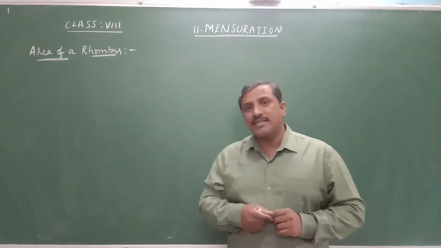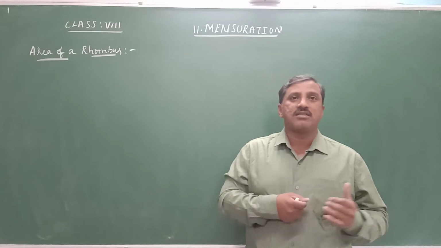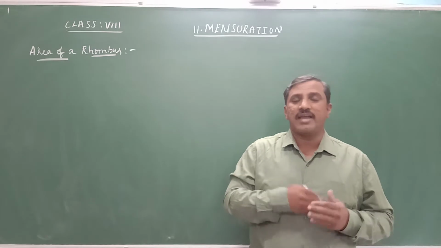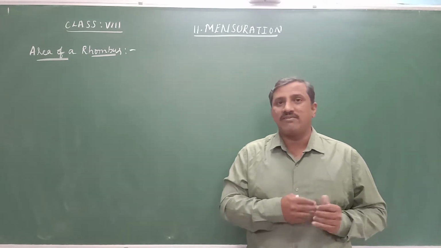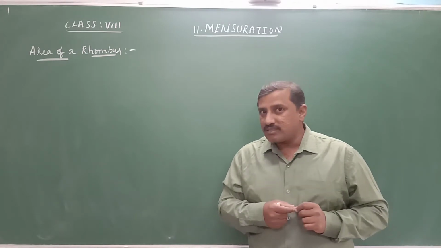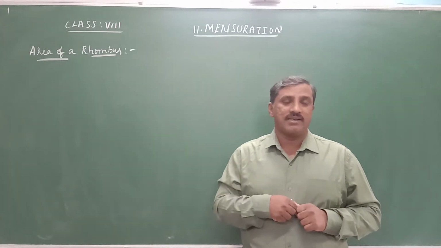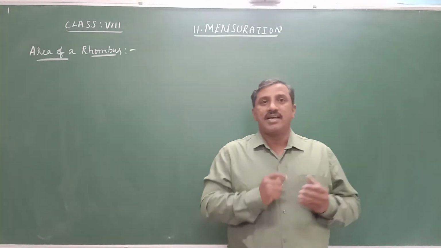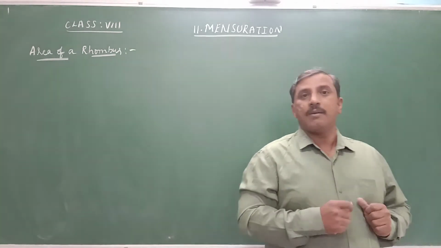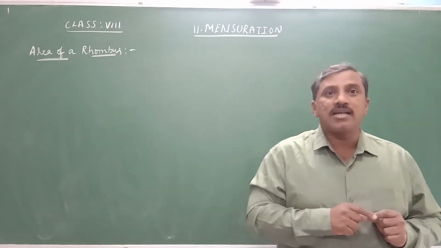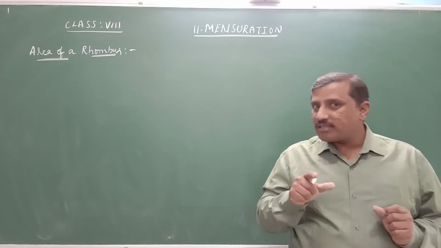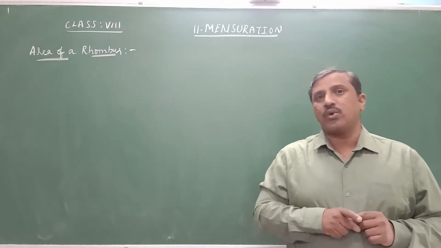Now, what is a rhombus? We have come across it in the third chapter, understanding quadrilaterals. A rhombus is a quadrilateral in which all the sides are equal, that is, adjacent sides are equal. What about angles? Opposite angles are equal. And what about the diagonals? The diagonals are not equal, that is, they are unequal in length, but the diagonals are perpendicular bisectors to each other.